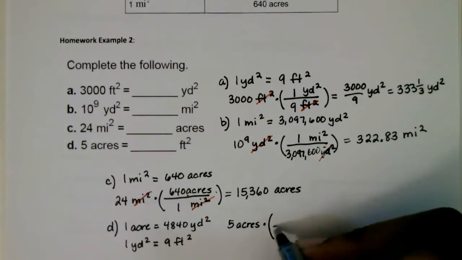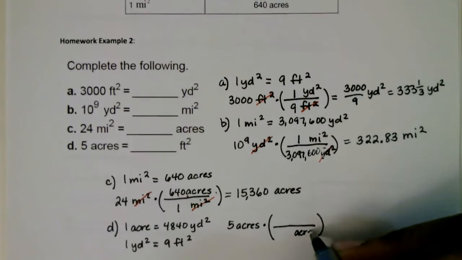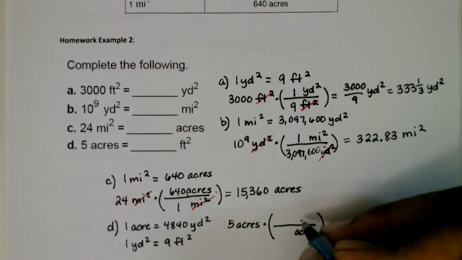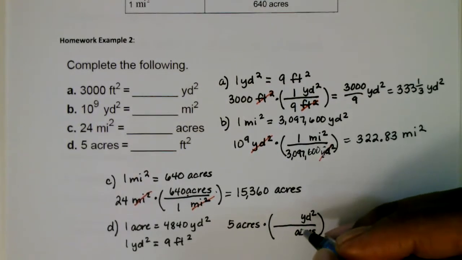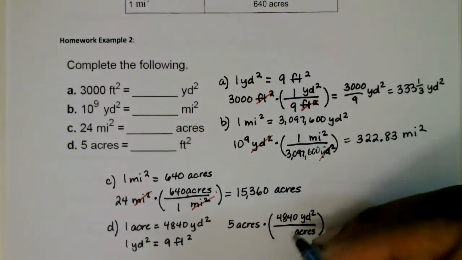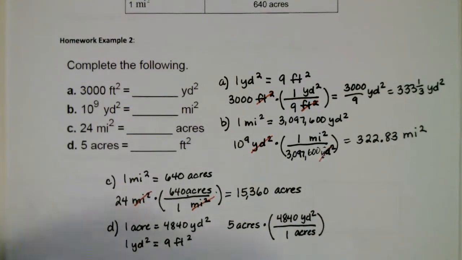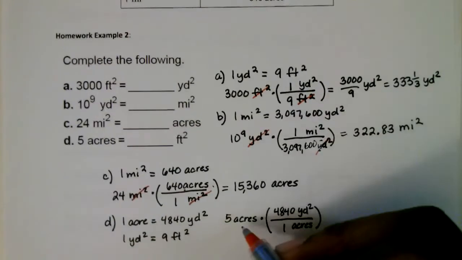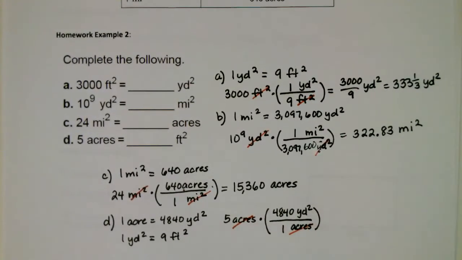That's gonna be multiplied by, so we're gonna be converting from acres, so that means acres goes in the denominator, and the square yards has to go in the numerator. Well, the square yards has 4,840, that goes in the numerator. 1 acre, that means the 1 goes in the denominator. And what's going to happen here is that your acres will divide out. You'll be left with an amount in square yards, but we want to go to square feet.